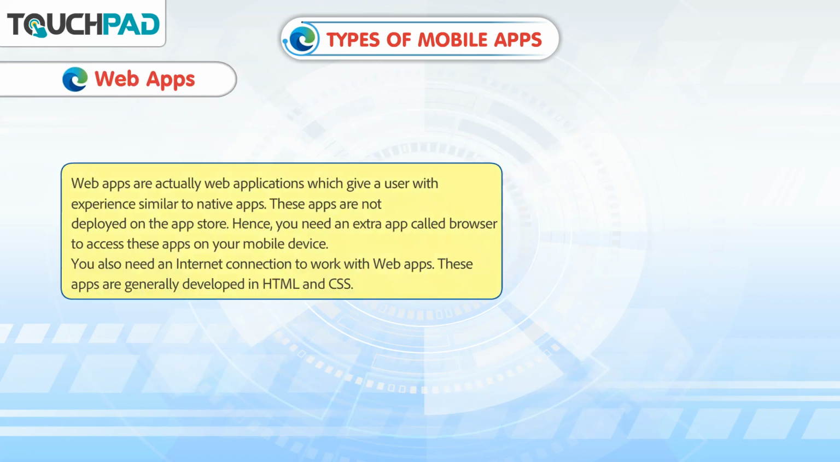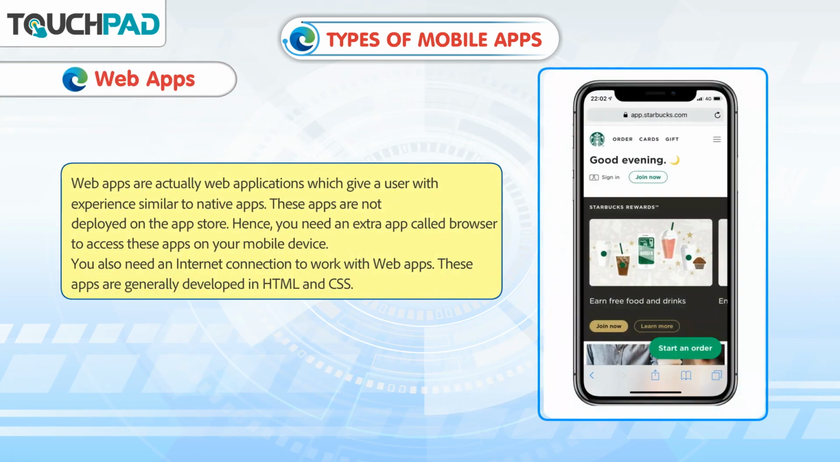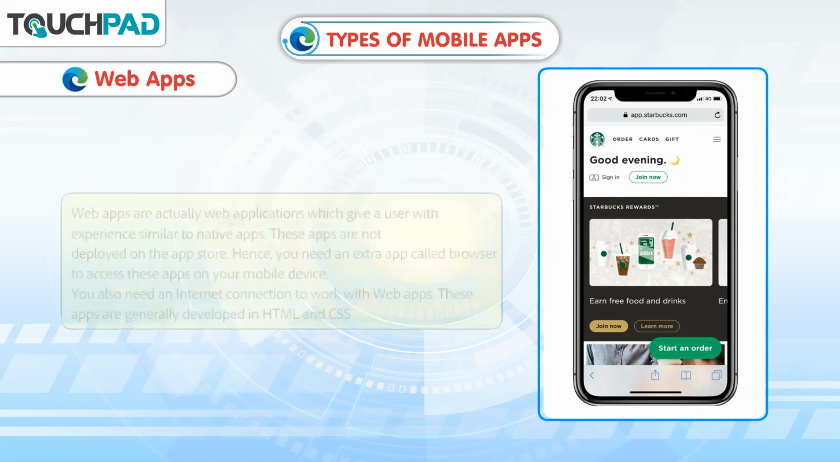Web apps. Web apps are actually web applications which give a user an experience similar to native apps. These apps are not deployed on the App Store. Hence, you need an extra app called browser to access these apps on your mobile device. You also need an internet connection to work with web apps. These apps are generally developed in HTML and CSS.